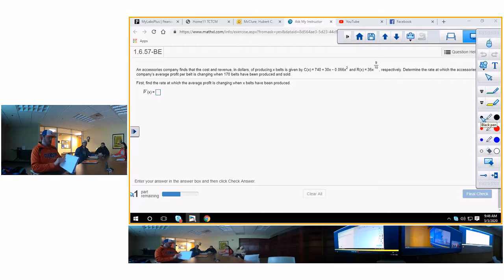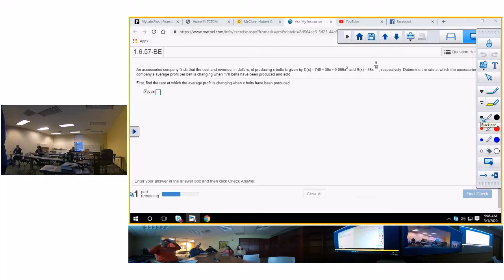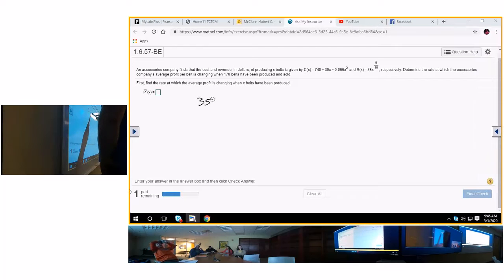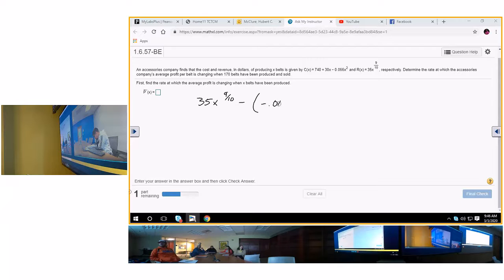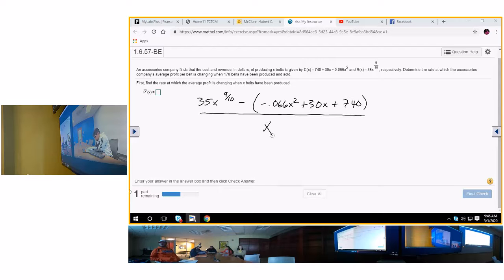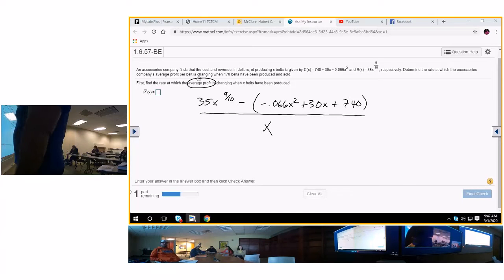All right, so we got revenue 35x to the 9/10 minus, I'm going to put a parenthesis here, negative 0.066x squared plus 30x plus 740. All of that's going to be over x. And the reason it's over x is because the average profit is going to be revenue minus cost over x.